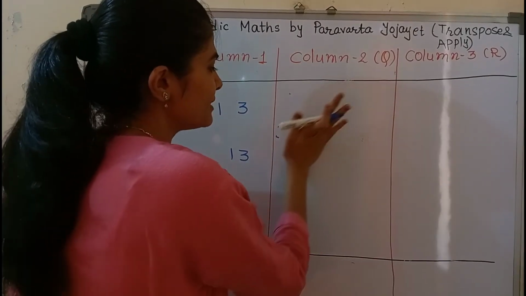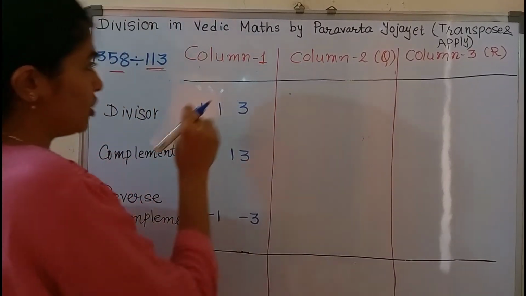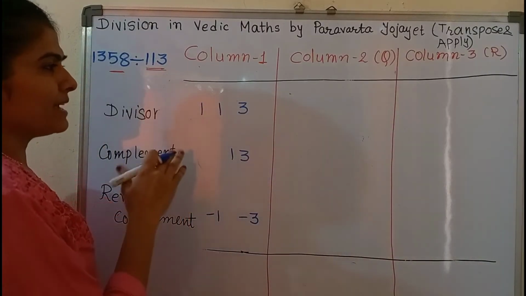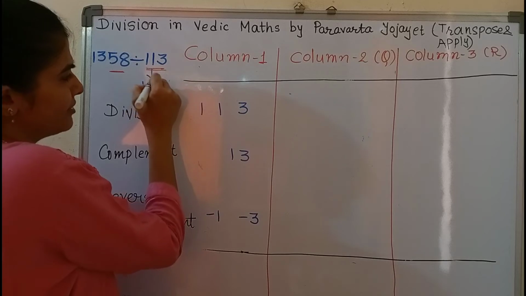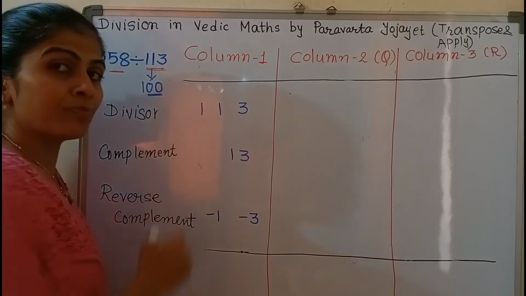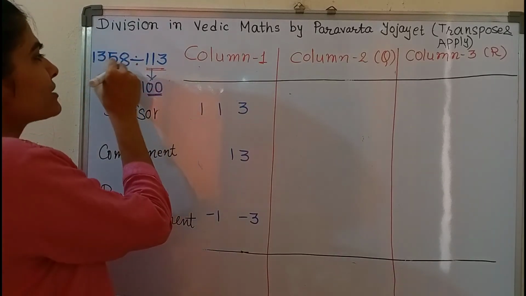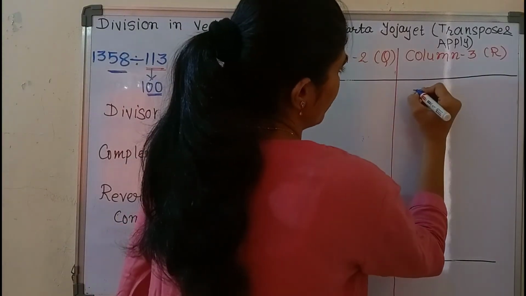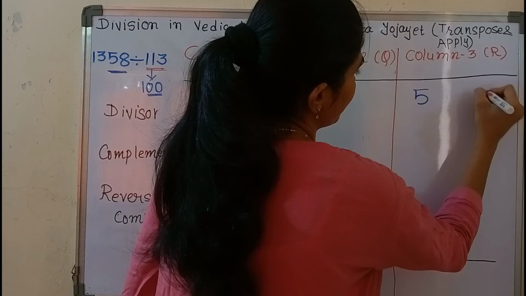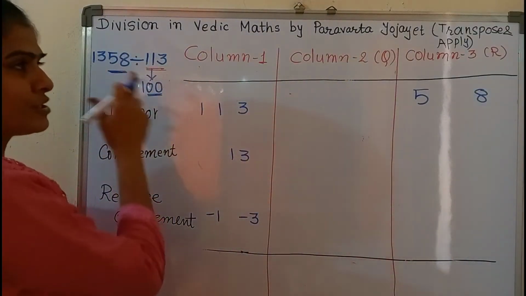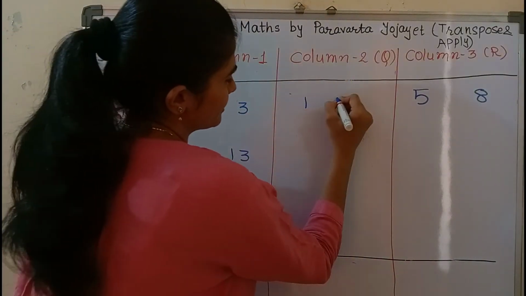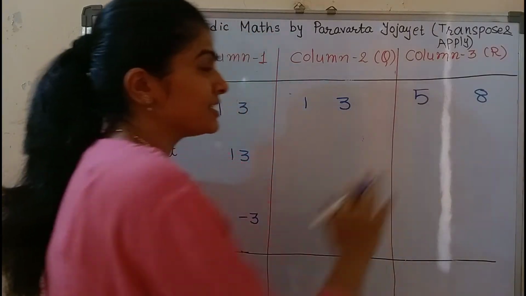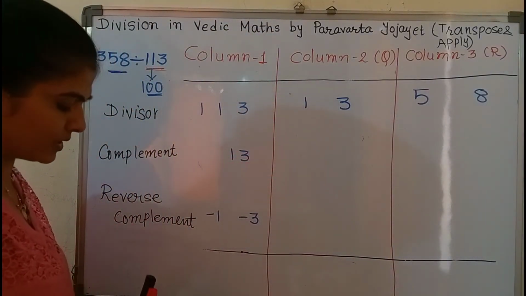Now, based on the choice of the base, we need to be careful about one more step. My base is 100. How many zeros are there? 2 zeros. So the last 2 digits of the dividend are going to be written in the column of remainder, and the rest of the digits should be written over here. So 13, 58. 1358, which is my dividend, I have written it over there.